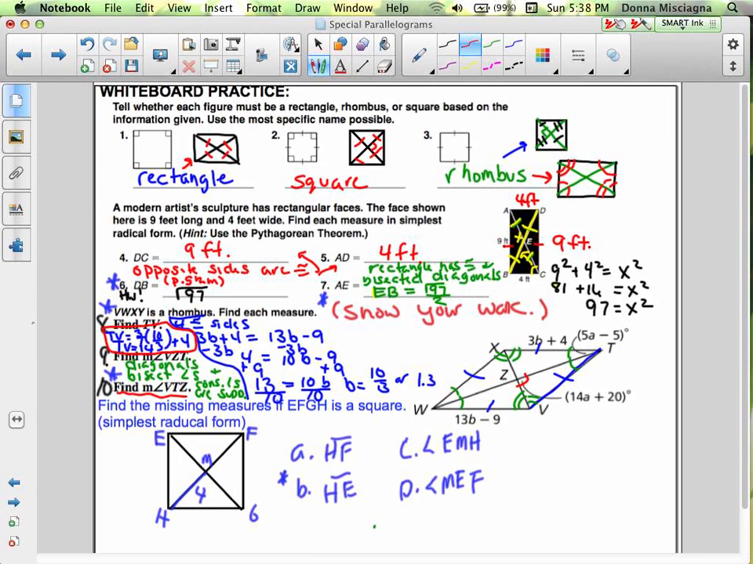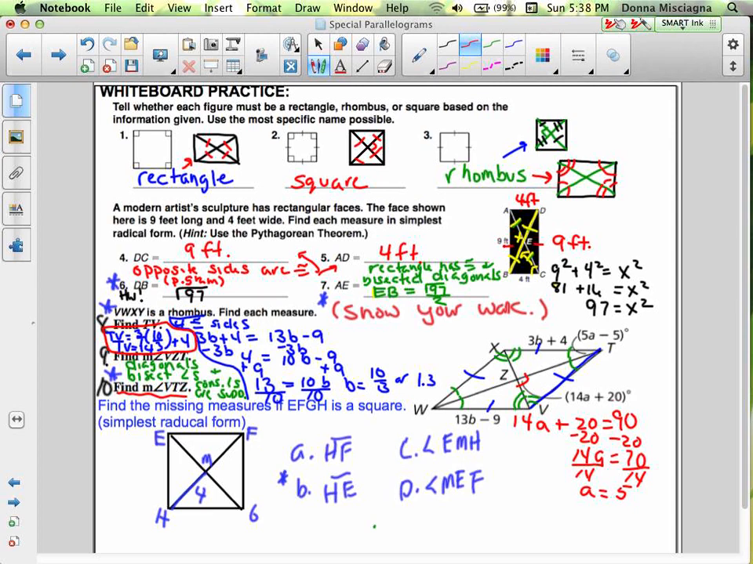So since I don't have enough information about any other angle, we could use the only angle I know anything about, and that is the fact that 14a plus 20 is equal to 90. So now we can just solve for a. If we subtract 20 from both sides, we have 14a equals 70. Oh, it's going to go in nicely. Divide both sides by 14, and a is equal to 5.